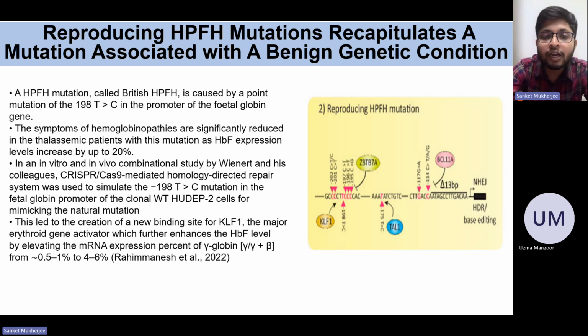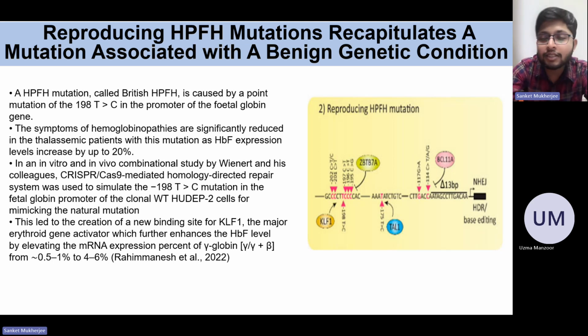In an in vitro and in vivo combination study by Wienert and his colleagues, a CRISPR-Cas9 mediated homology-directed repair system was used to simulate this mutation, 198 T to C, in the fetal hemoglobin promoter of the clonal wild-type HUDEP2 cells for mimicking the natural mutation. This led to the creation of a new binding site for KLF1, the major erythroid gene activator, which further enhanced the fetal hemoglobin levels by elevating the mRNA expression level of gamma globin.